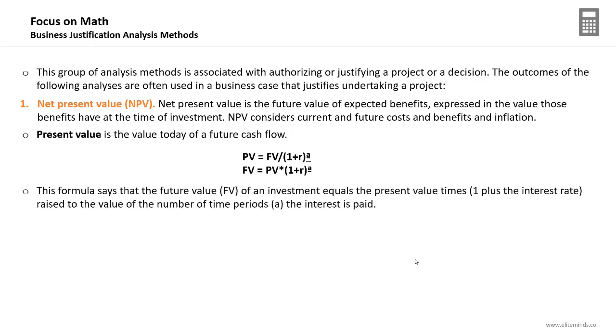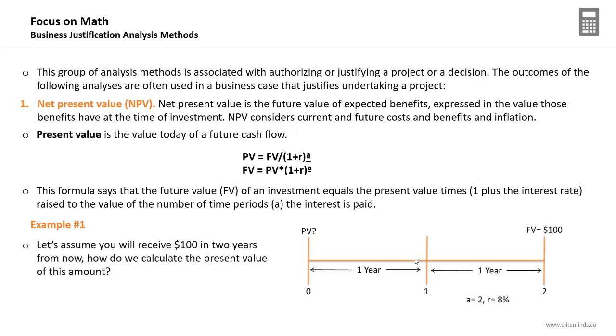This formula says that the future value, FV, of an investment equals the present value times 1 plus the interest rate raised to the number of time periods the interest is paid, which is usually years. So, an example. Let's assume you will receive $100 in 2 years from now. How do we calculate the present value of this amount? It's a very simple question.